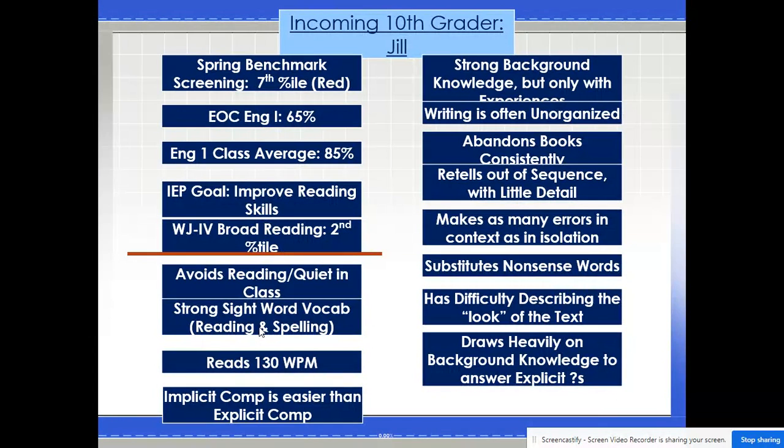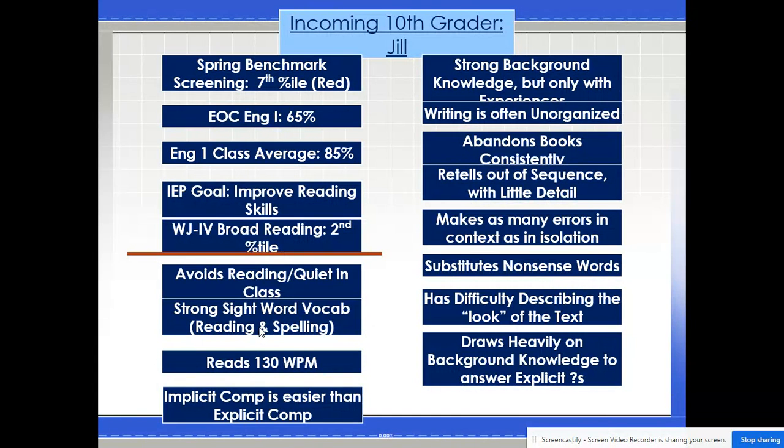Okay, so what do we know about Jill as a reader? She's got some things going on here, and what we know is that she retells out of sequence. So what she's doing, anything that's explicit comes right directly from the text. If I want to do what happened first, next, last, give a summary, those are the type of explicit comprehension things that come directly out of a text.